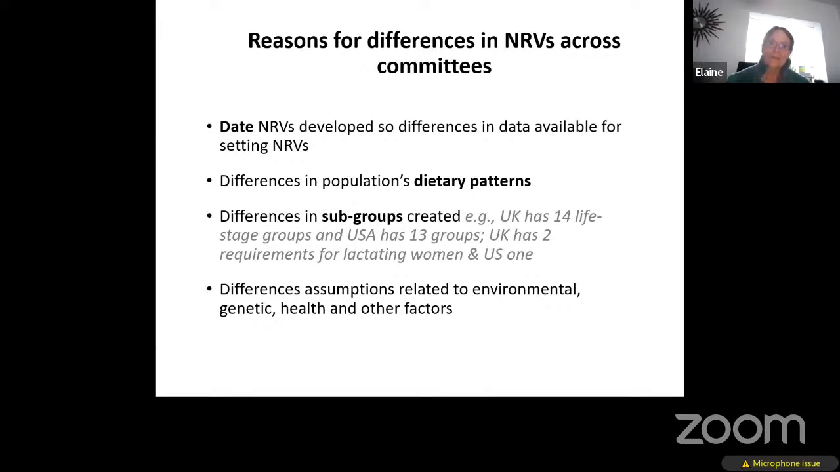There's also differences in the subgroups, because when we're looking at these estimated average requirements or these nutrient reference values, they're based on an age range. And those age ranges differ depending on which committee. So for the UK, there's 14 different groups. The US, there's 13 different groups. And the UK has 2 different requirements for lactating women, depending on the stage of lactation, etc. So there's different decisions there. And also differences in the assumptions related to the environmental, genetic, and health and other factors. So that partially accounts for some of these differences.